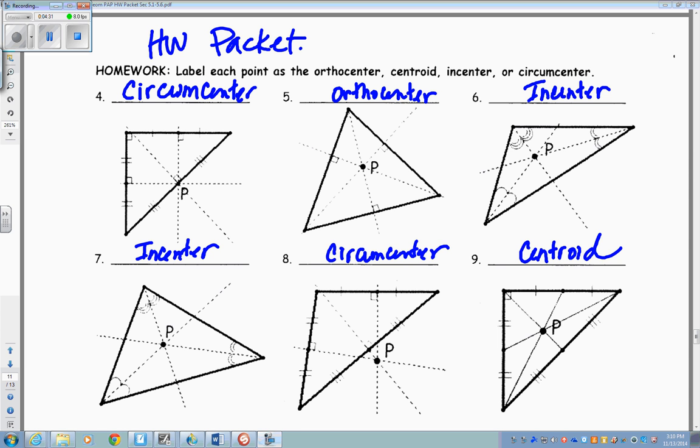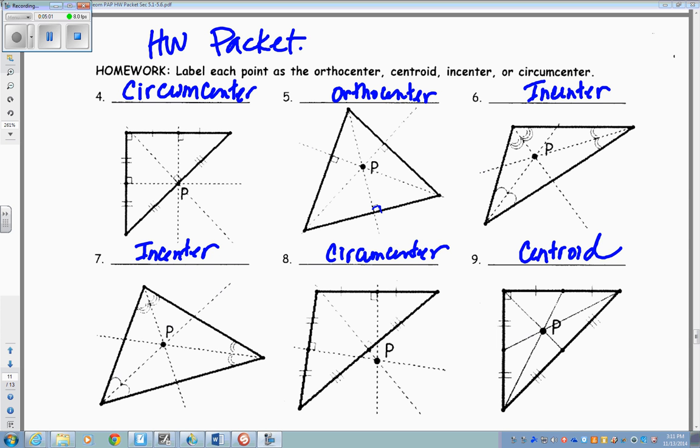All right, number 4 should be circumcenter, because it's a perpendicular bisector. 5, orthocenter, because it's only altitudes. They're only perpendicular. They do not bisect. Okay? 6. Which one? We'll do one. 5 is the orthocenter because it's only perpendicular. They're not bisectors. So that means they're altitudes.